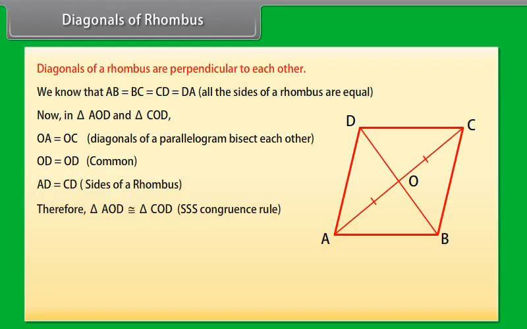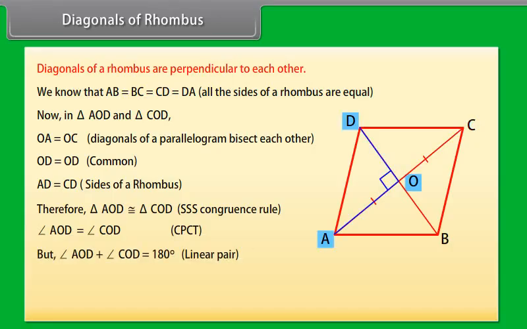Therefore, by using SSS congruence rule, triangle AOD is congruent to triangle COD. This gives angle AOD is equal to angle COD, CPCT. But angle AOD plus angle COD is 180 degrees because these are linear pair angles. So, 2 angle AOD is equal to 180 degrees, or angle AOD is equal to 90 degrees. So, the diagonals of a rhombus are perpendicular to each other.